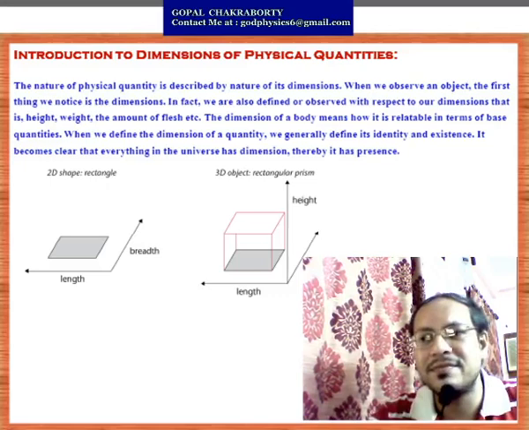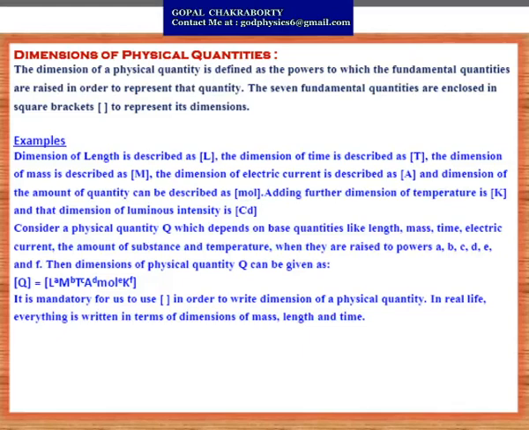So as I am talking about, the dimension of physical quantities is defined as the power to which the fundamental quantities are raised in order to represent the quantity. The seven fundamental quantities are enclosed in square brackets to represent its dimension. As an example, the dimension of length is described as capital L within a square bracket.